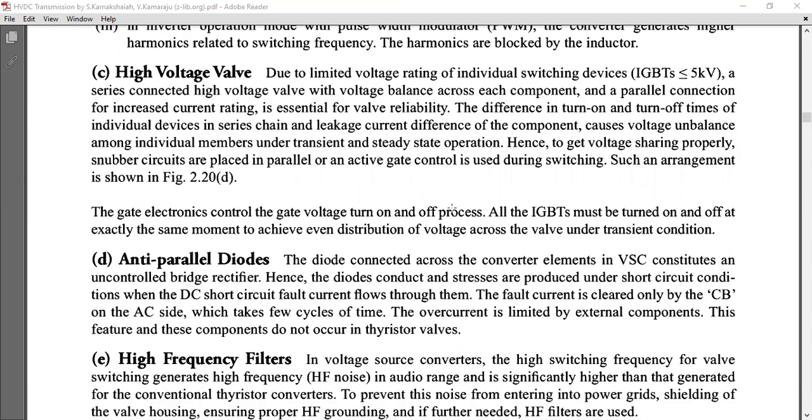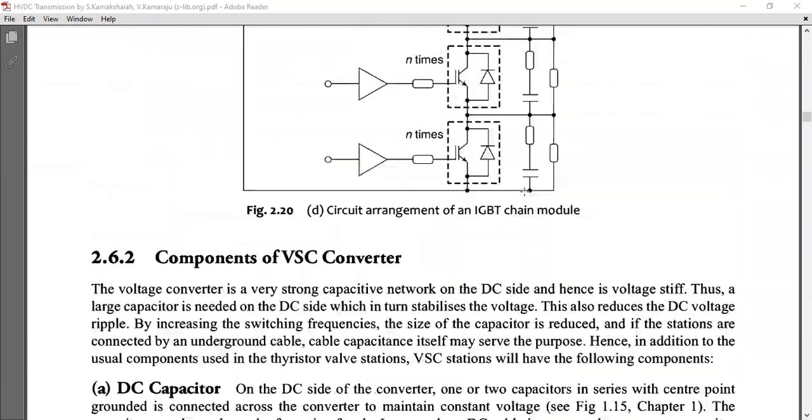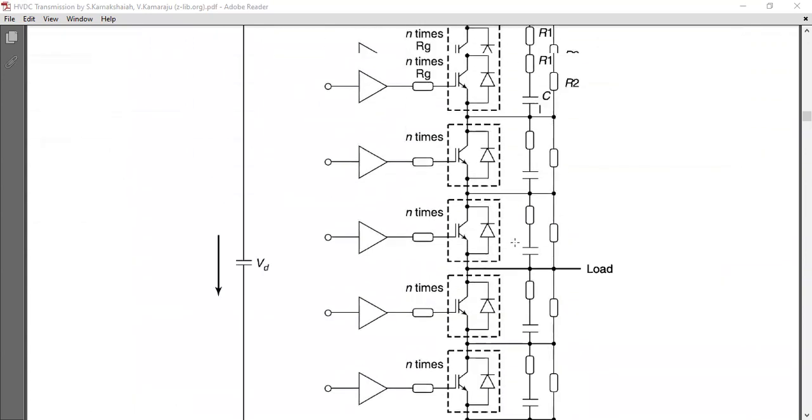And the next one is the high voltage valve. See here, due to the limited voltage, we are using a series connected high voltage valve with voltage balance across each component. For voltage balancing, we are using this high voltage valve. This arrangement we can see here in the circuit.